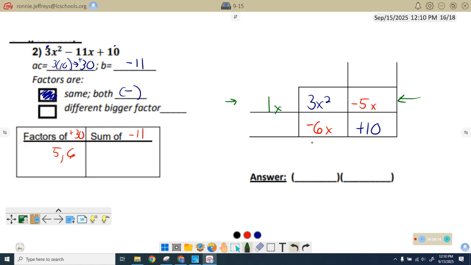Now, if the first number in this row or column is negative, this has to be negative on the outside. Okay? So, this 6 was negative, so that's got to be negative. What's the biggest number that will divide 6 and 10? 2.